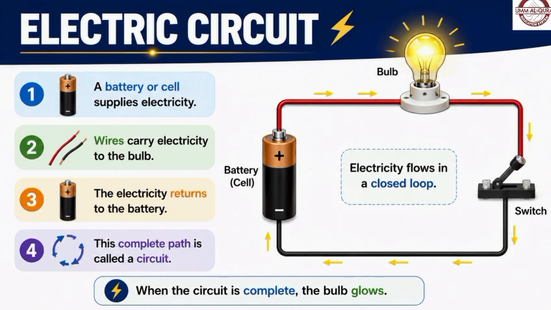Next topic is electric circuit. A battery or cell supplies electricity. Wires carry electricity to the bulb. The electricity returns to the battery. This complete path is called a circuit. When the circuit is complete, the bulb glows.